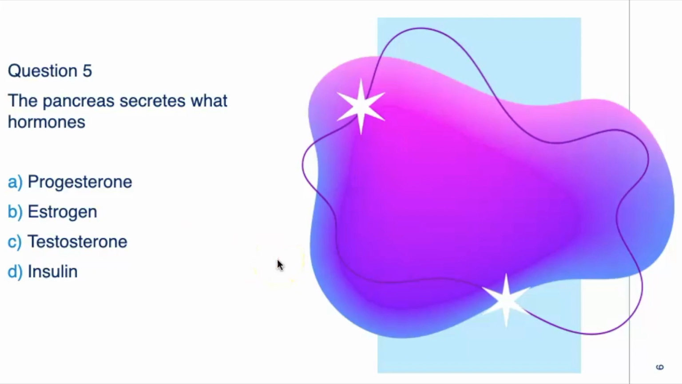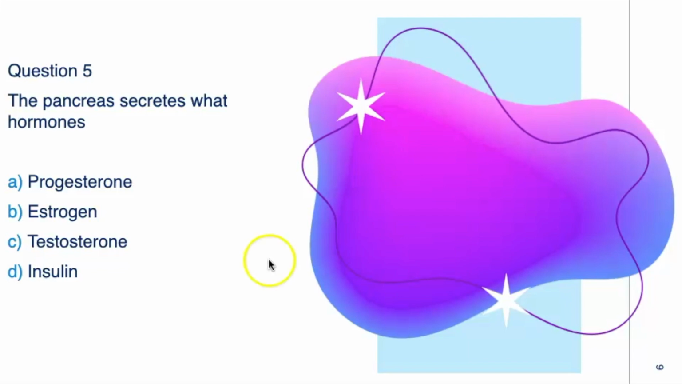Okay, question number 5. The pancreas secretes what hormone? A, progesterone, B, estrogen, C, testosterone, D, insulin. Progesterone and estrogen, we know those hormones are secreted by the ovaries. We know that for the female. And we know that testosterone is secreted for the male. So definitely it wouldn't be progesterone, it wouldn't be estrogen. The only one that makes sense is insulin.